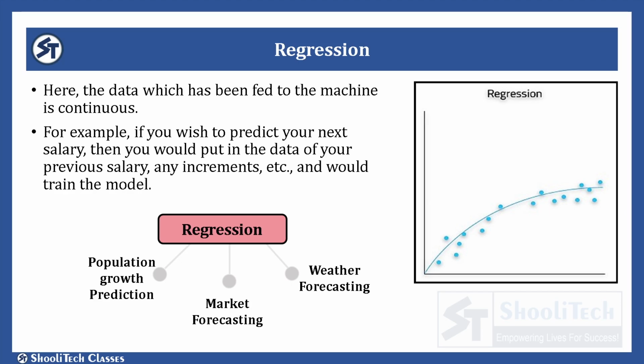Here we provide labeled data that is continuous in nature. For example, salary is continuous data. Now, if we want to predict the future salary on the basis of previous salaries, then we will use the regression algorithms. If we have to analyze the population growth, forecast market trends, or predict the weather situation, then in these cases we can use the regression algorithms.